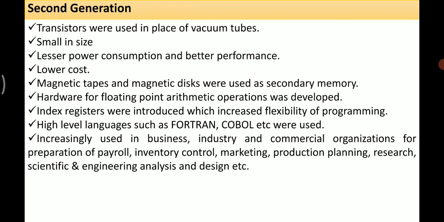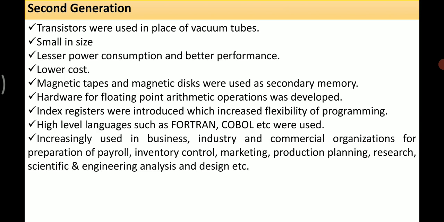High level languages like Fortran as well as COBOL were used. And there were compilers which were developed. Compilers were mainly developed so that you could translate the high level program into the corresponding assembly level program, which was later translated into machine language.